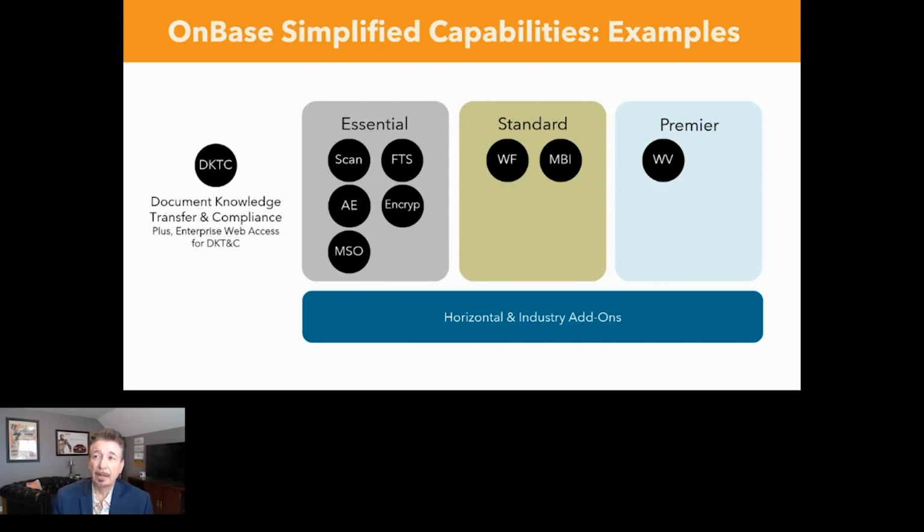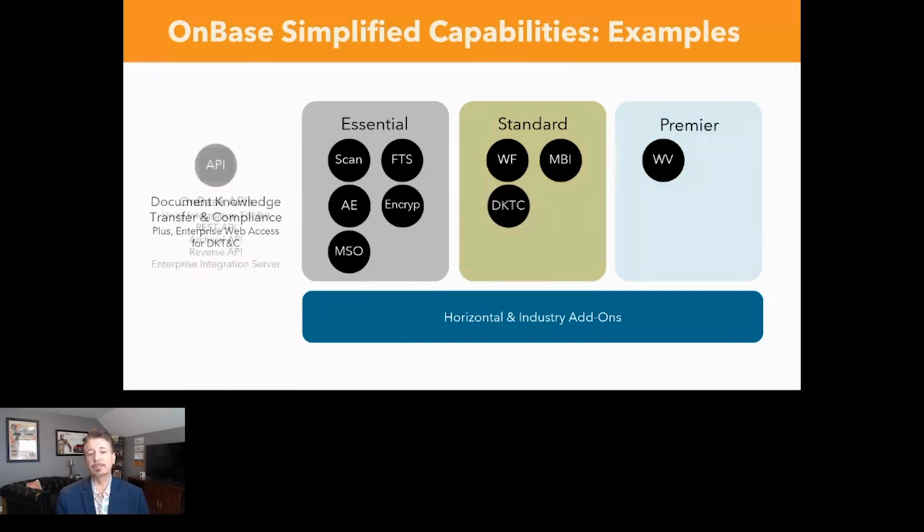Document knowledge transfer and compliance, think reading groups if you're not familiar with it. It's being able to compile documents, share them with your users. They guaranteed signing off that they've read them and understand them, and even putting tests on the back end, including web access. So if you have just users that the only thing they're doing is doing these reading groups and nothing else in OnBase, you don't need to buy any simplified client license for them, because there's an enterprise web access for DKT and C. That is a standard license.